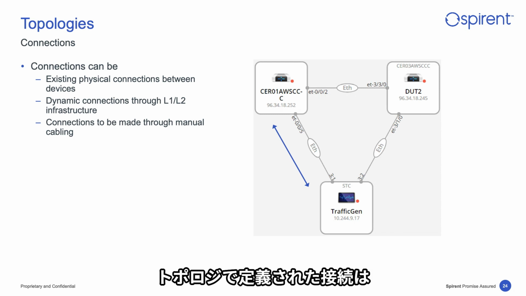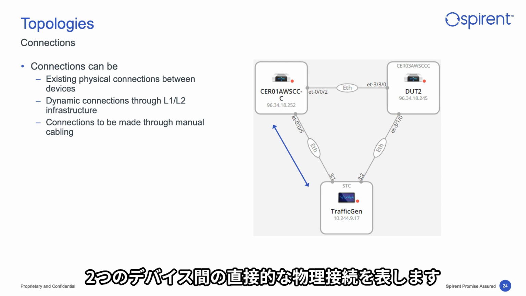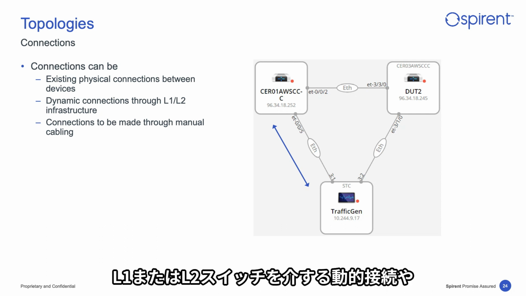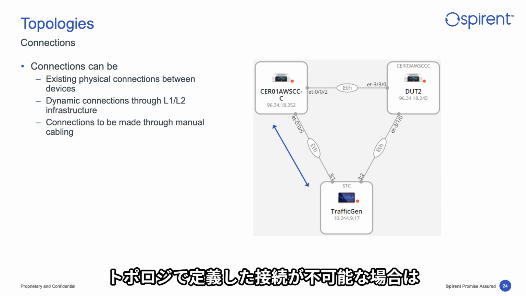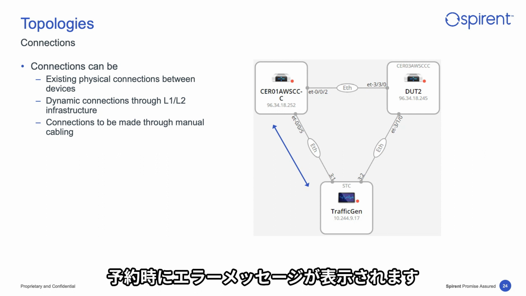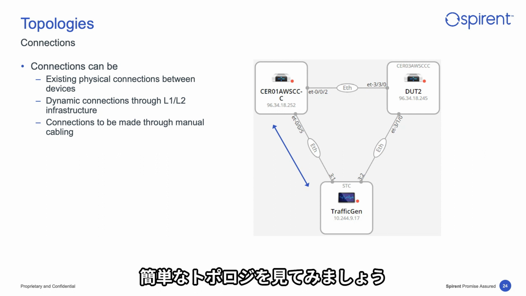Connections defined in topologies can represent direct physical connections between 2 devices, dynamic connections made through L1 or L2 switches, or even connections that can be created by manual cabling. If a connection defined in a topology is not possible, you will see an error message at reservation time. Let's take a look at a simple topology.